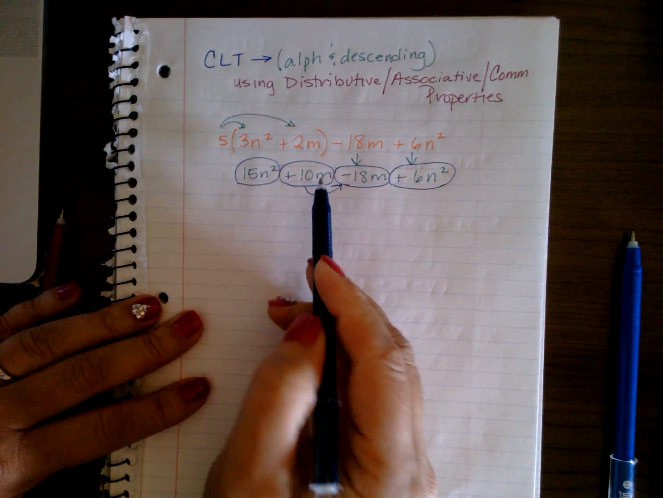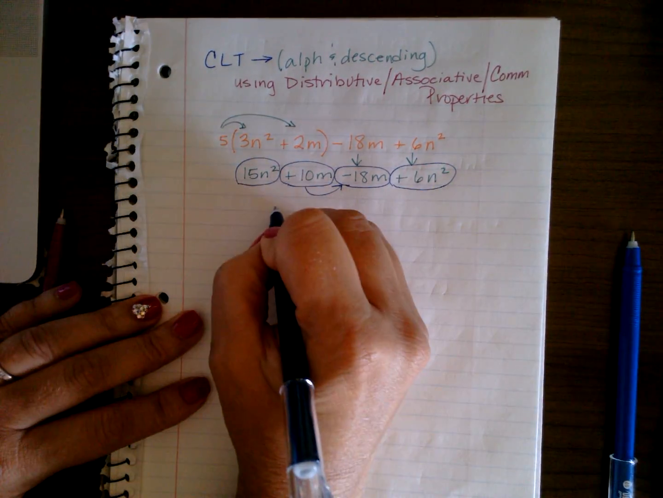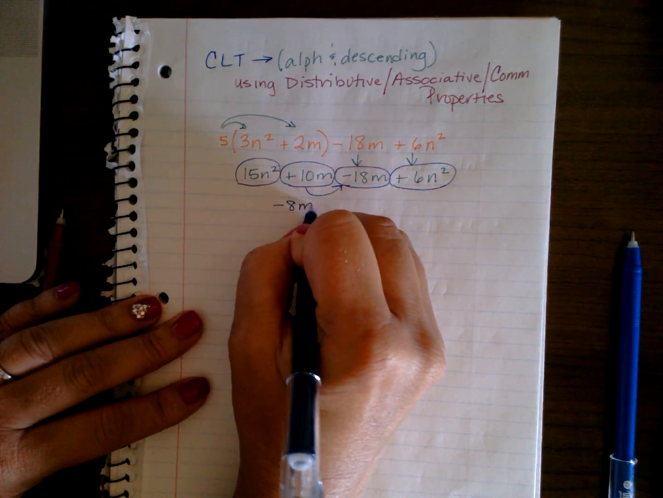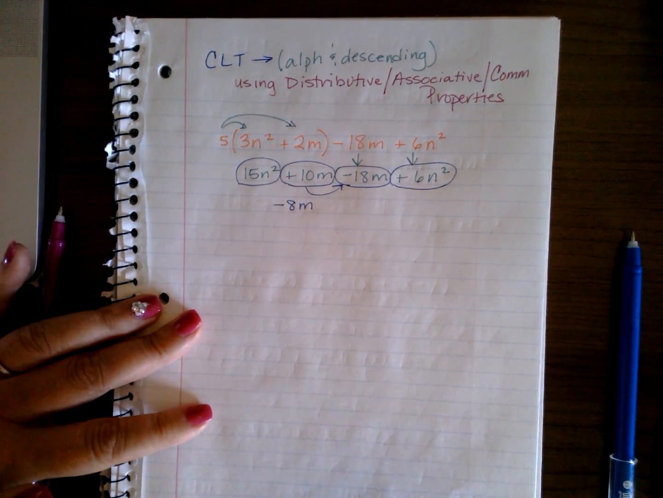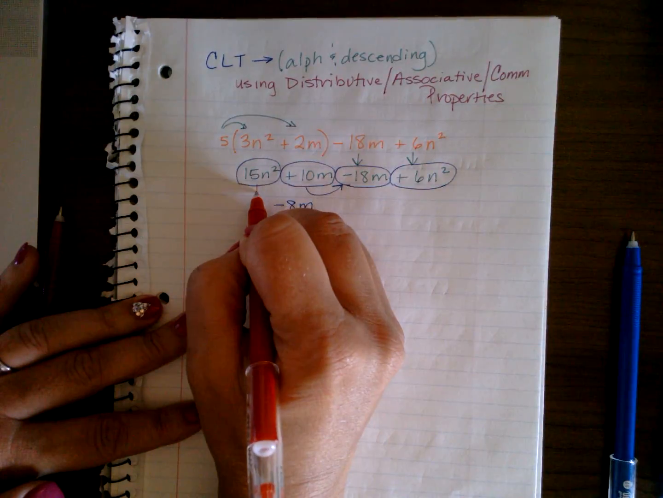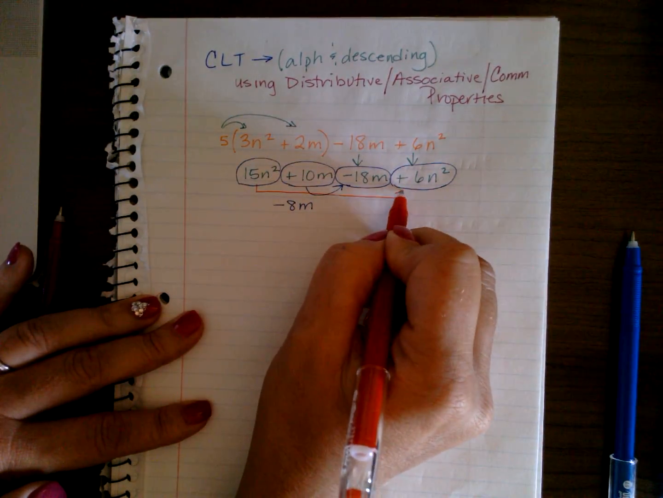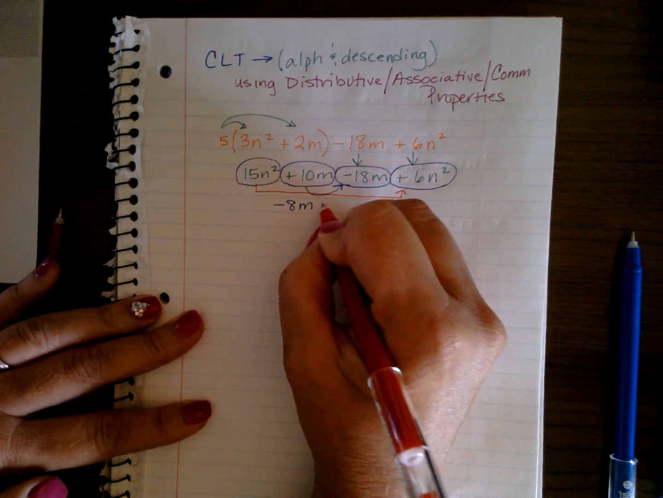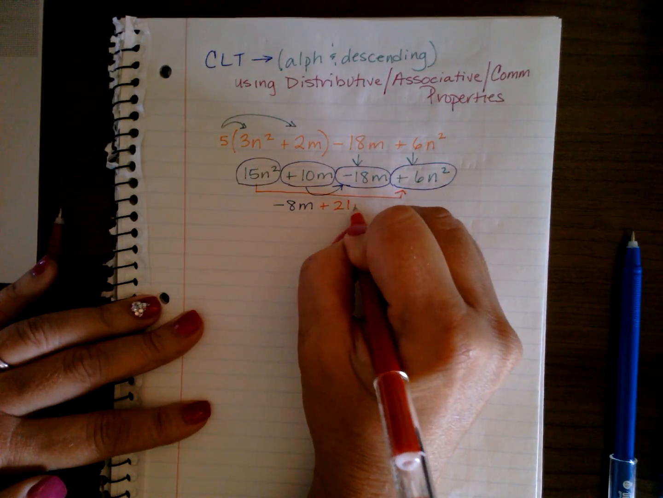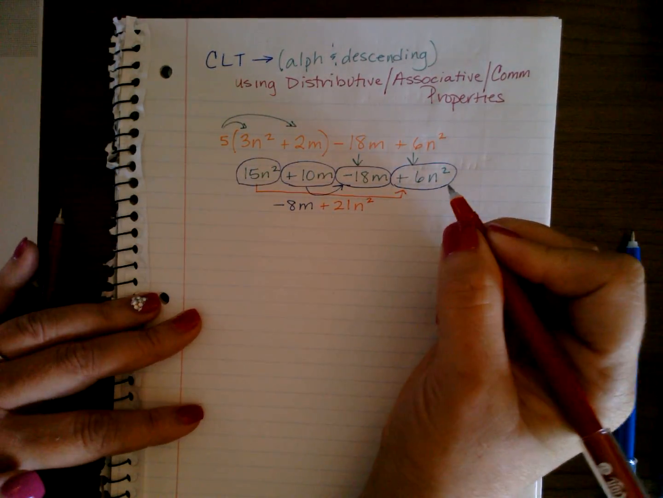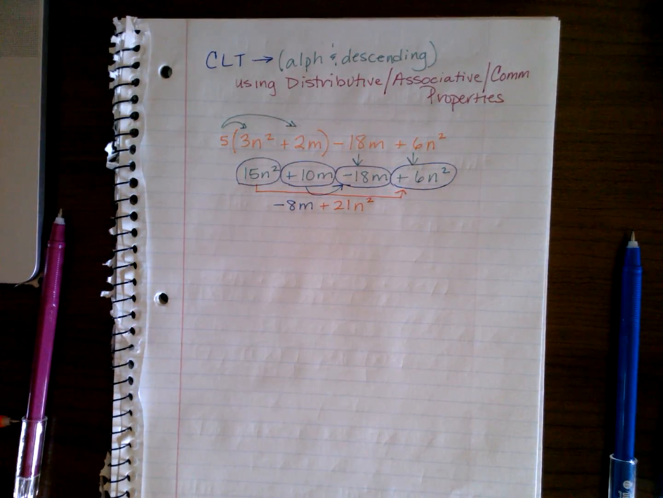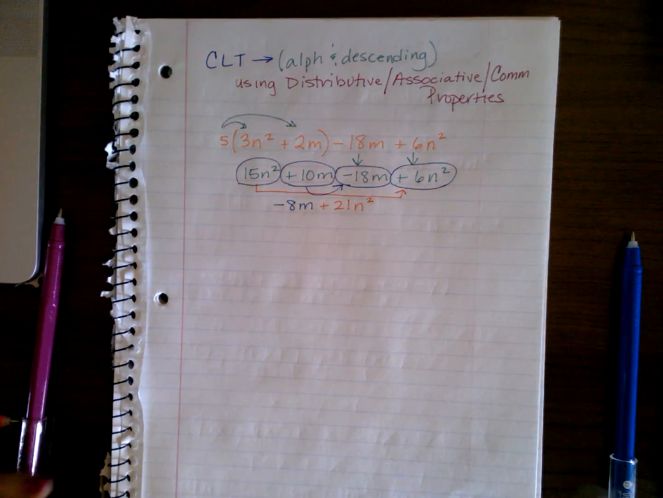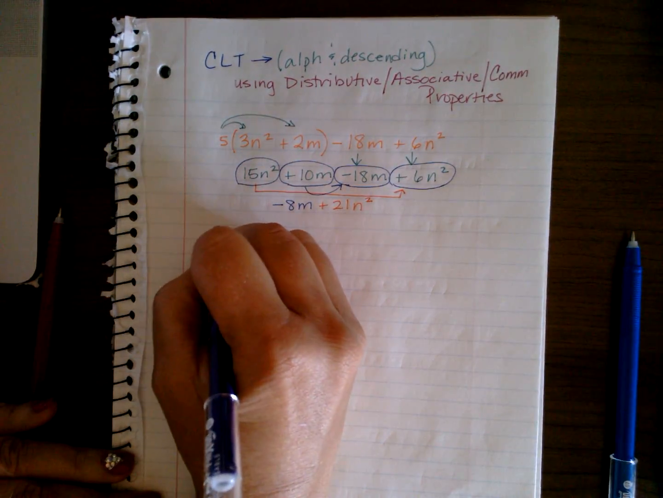M comes first. These are identical, so I would have negative 8m. Then I will have 15n squared with 6 more at the end for a total of positive 21n squared. That one was very straightforward. So now let's try another.